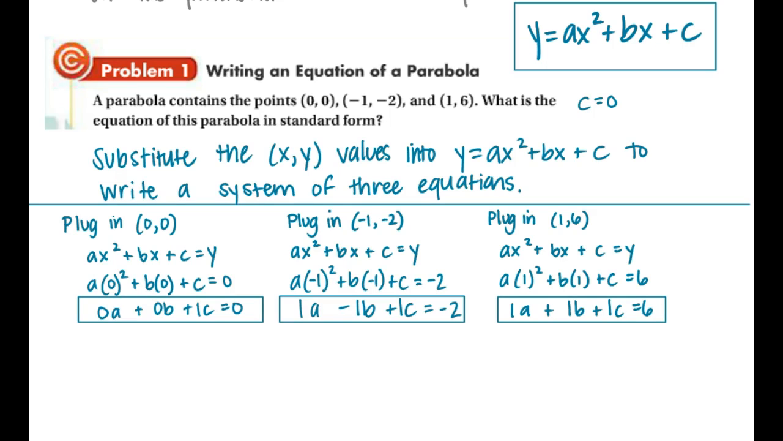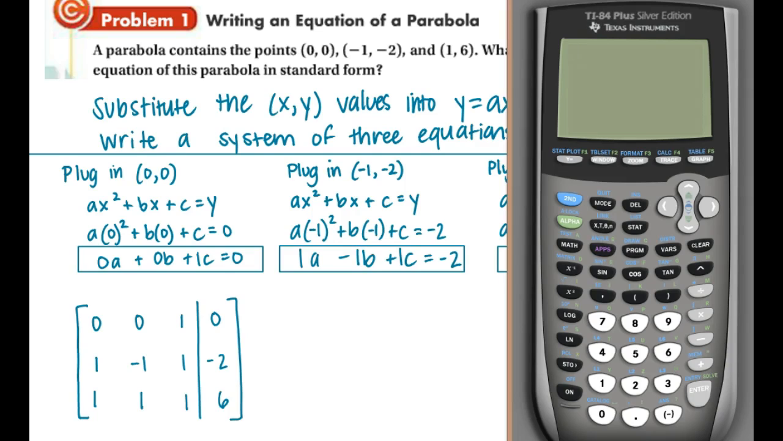Now I'm going to set up my matrix and then use the RREF, or the reduced row echelon form button on the calculator to solve. So hopefully you agree with my matrix setup here. Just to recall and remind you that you just take the coefficients of the A, B, C values and the constant on the other side, and you set it up just in order of the three equations.